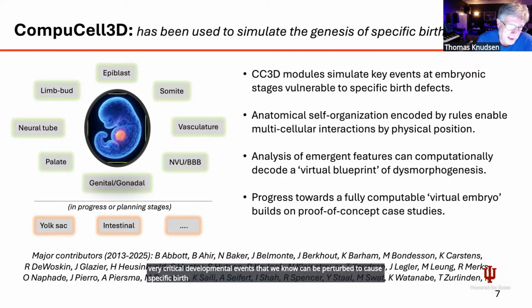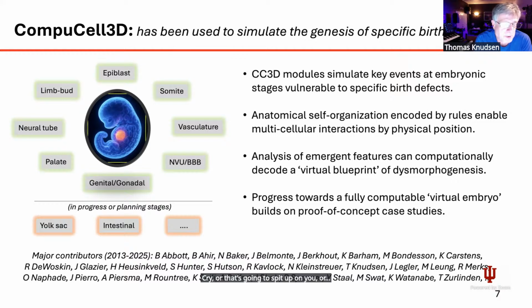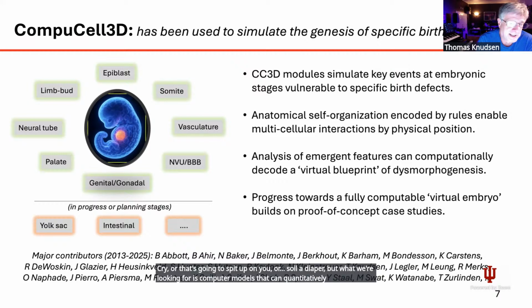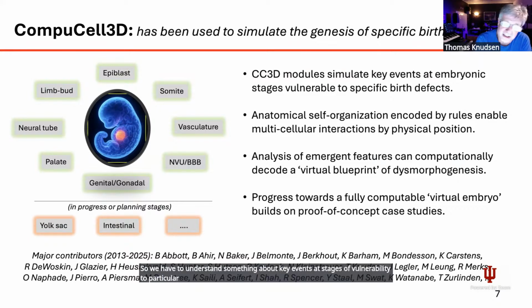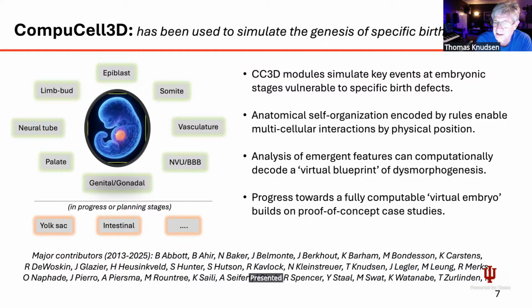So we're not trying to build a computer model that's going to cry or that's going to spit up on you or soil a diaper, but what we're looking for is computer models that can quantitatively replicate critical events that we know are the origins of specific birth defects. So we have to understand something about key events at stages of vulnerability to particular birth defects, such as a cleft palate or a neural tube defect, as presented earlier in this meeting.